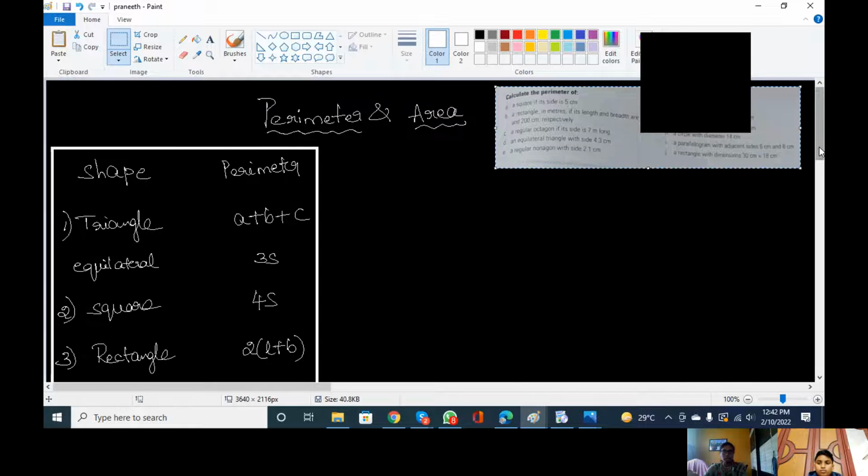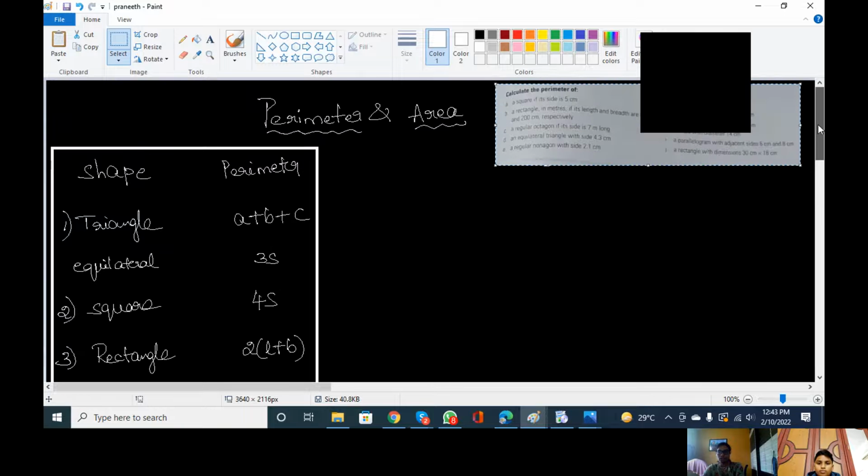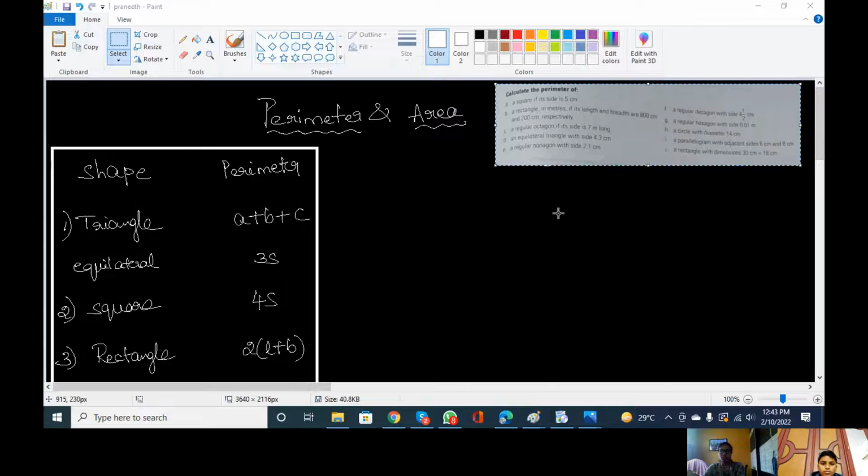And the perimeter of a rectangle is, there are two lengths and two breadths, 2 times of L plus B. And the circle is 2 pi r, where the pi value is 22 over 7. Now we'll do mental maths from your textbook.